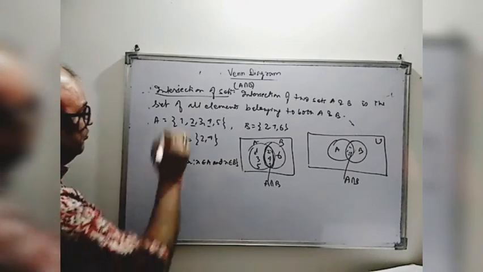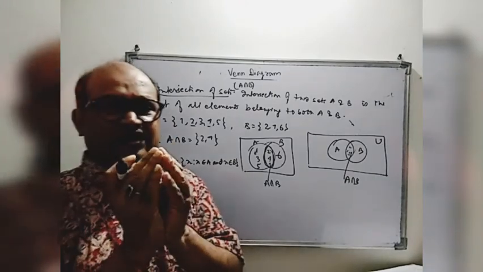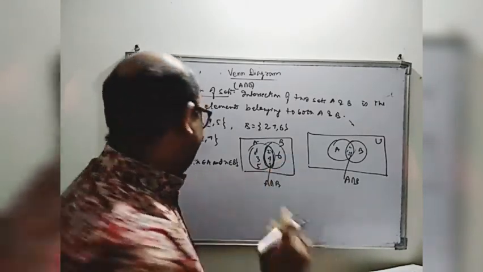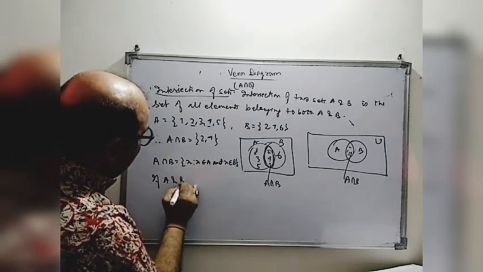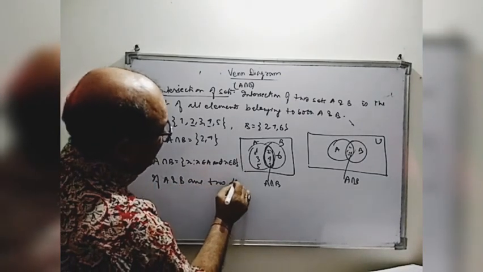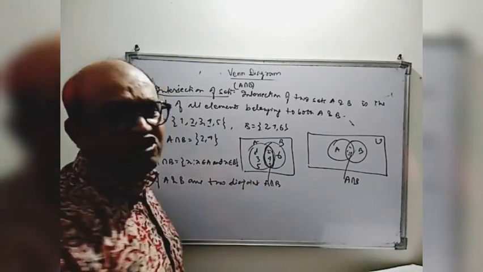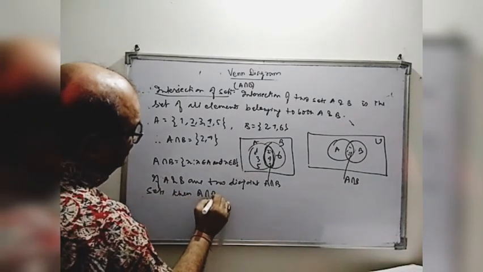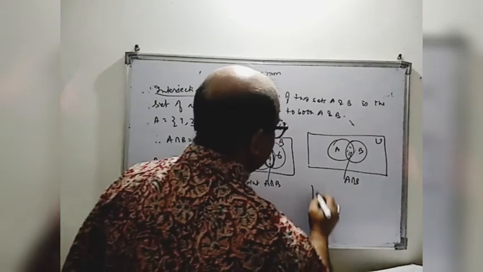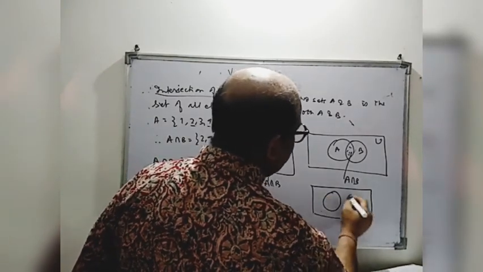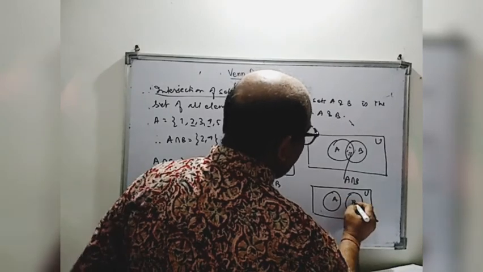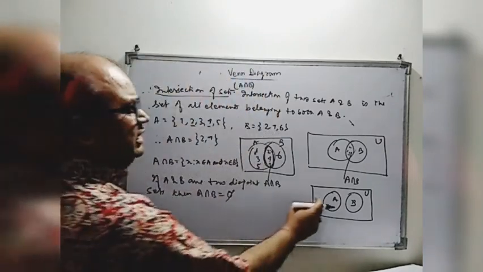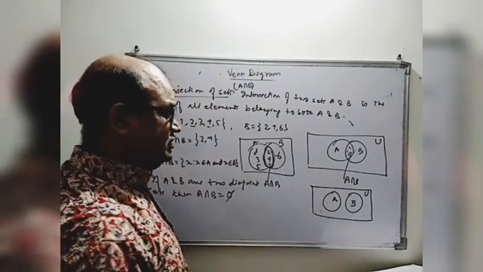Now, if A and B are two disjoint sets, then the intersection of these two sets is the null set. If A and B are two disjoint sets, it means there is no element common in both of them, then A intersection B is the null set. How is it? See here. This is A, this is B. This is the universal set. Since there is no element common in both of them, A intersection B here is the disjoint set.